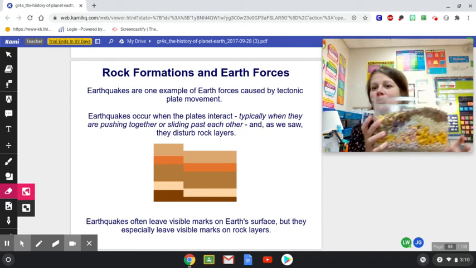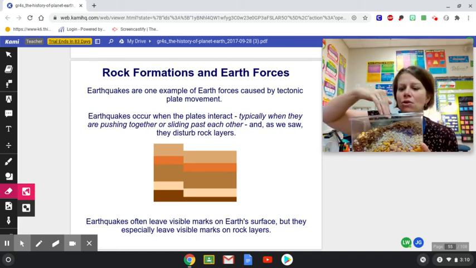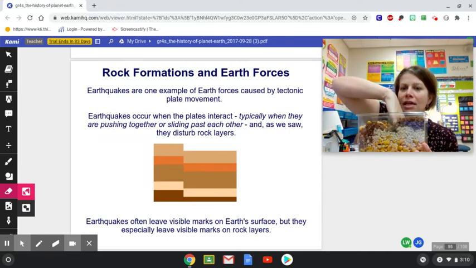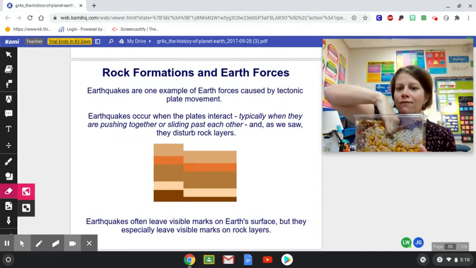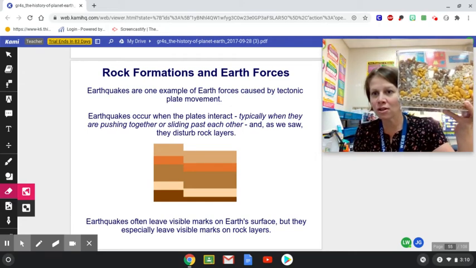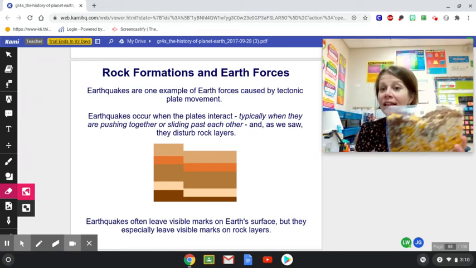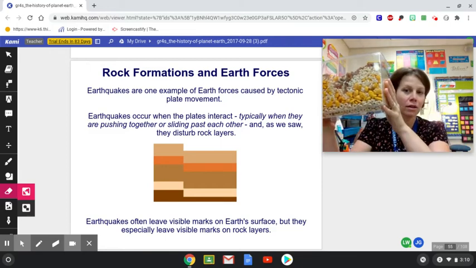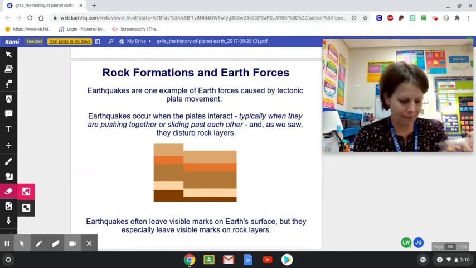So remember, this was just for me doing this. Now, can you imagine if there was a plate in here going back and forth, back and forth, back and forth? Oh, look what happened to the law of superposition there. Look at that. And that's going back and forth with the earthquake. Those layers will never be the same.